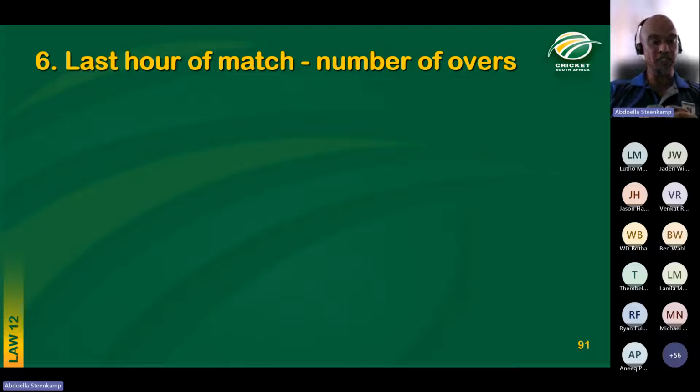The last hour of the match refers to the last hour in the last day of the match. Let's use our 5-day test match as an example. Our playing times are from 10 o'clock till 5 o'clock, and the test match spans 5 days. So the last hour refers to the last hour of day 5. If our cessation time is 5 o'clock, this last hour will span from 4 o'clock till 5 o'clock, and there needs to be a minimum number of overs bowled in it.